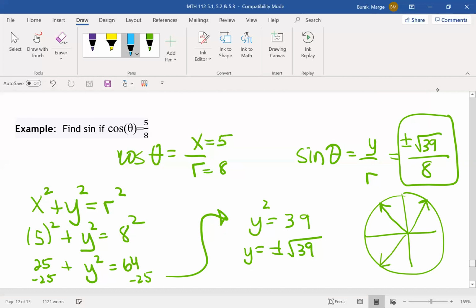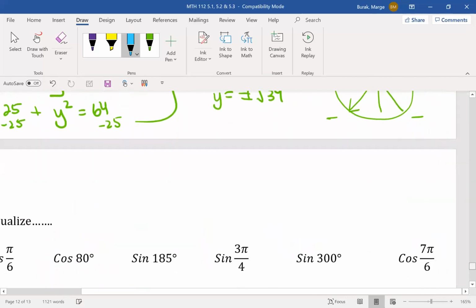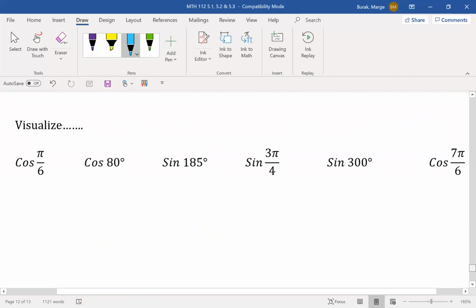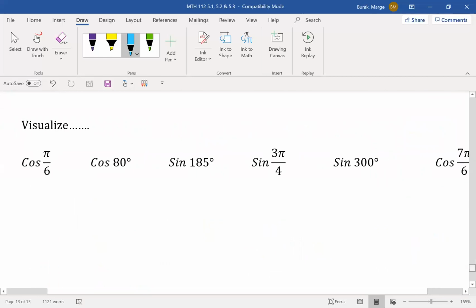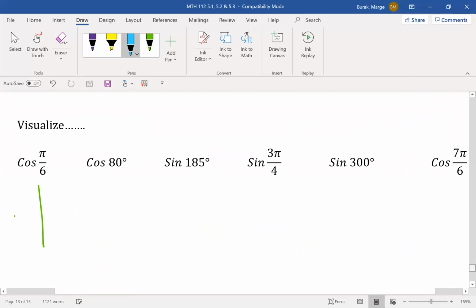If the angle was in quadrant 3, it would be negative. And in quadrant 4, the sine would be negative as well. So the sine is positive up here, and then the sine would be negative down here. Okay. So what I'd like you to do is be able to visualize these. If you think of the cosine, so think about pi over 6, which quadrant is it in? Well, it's right here somewhere. Is the cosine positive or negative? Well, the cosine is the x-coordinate, so it's positive.